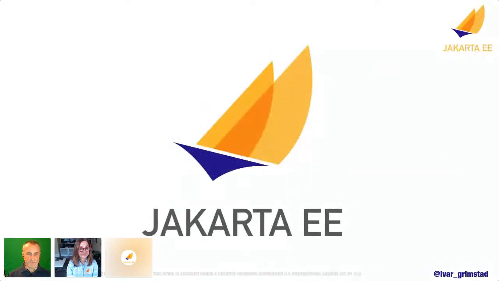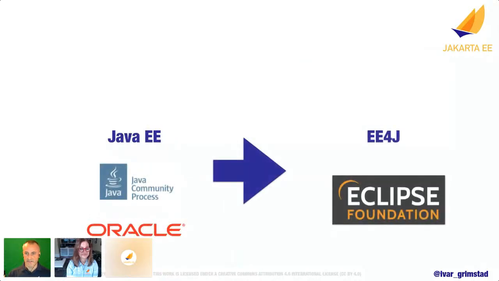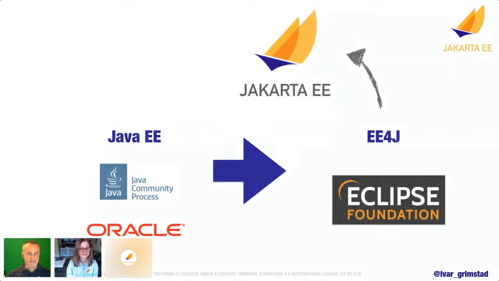So Jakarta EE, you're probably familiar with the logo by now. And how we got here. We started out as Java EE under the Java Community Process within Oracle. And in 2017, when Oracle decided to donate this technology to an open source foundation, the Eclipse Foundation was selected, and all the technologies, the specifications, all the tests, the documents, all the implementations were transferred to the EE4J top-level project, where we create the Jakarta EE specifications from.